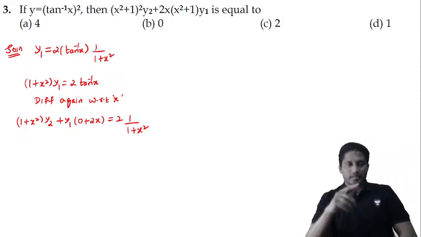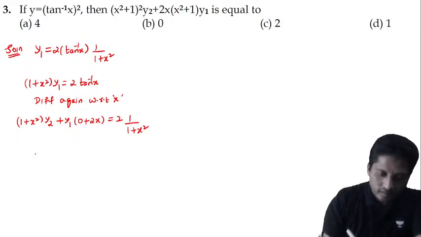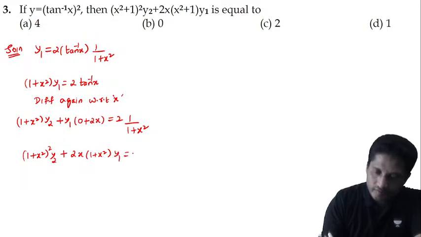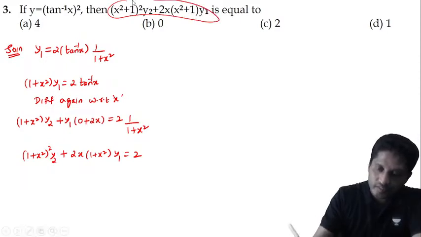Right, now I'm going to cross multiply. You will get 1 plus x square the whole square into y2 plus 2x into 1 plus x square into y1 is equal to 2. Right, so this entire value is equal to 2. Answer is option C.